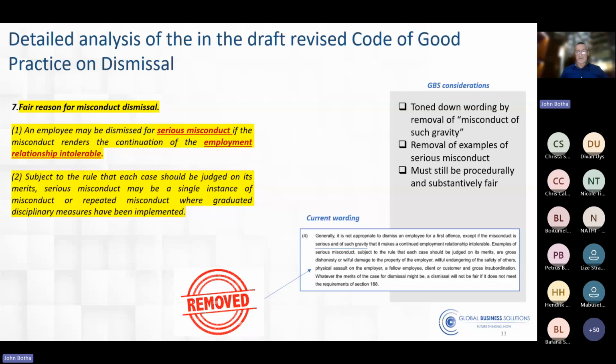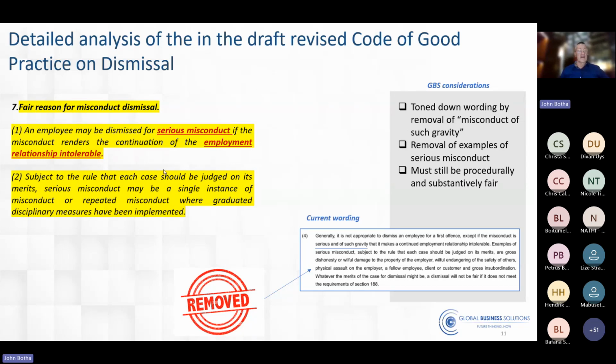What's also interesting here, if you look at the bottom right-hand side, currently in Schedule 8, it says, generally it's not appropriate to dismiss an employee for a first offense, except if the conduct is serious and of such gravity that it makes continued employment intolerable. And then they even give you examples of misconduct where you could potentially dismiss. They talk about endangering the health and safety, damage to property, gross dishonesty, physical assault. You see, those examples are not in the revised code. And they're actually giving you as the employer more discretion. And they're saying, listen, it's not limited to dishonesty, damage, endangering the safety, or assault. We're telling you as the employer, if you can prove it's intolerable to keep John, you can go ahead and you can dismiss him.